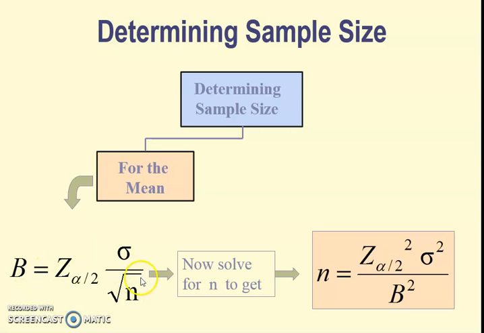So from this formula, we need to solve for n. To solve for n, you can bring the square root of n in the denominator to the left side. So we have square root of n times B, and then to solve for n, we have the right side divided by B and square everything. At the end, we're going to have n equals Z alpha over 2 squared times sigma squared over B squared.